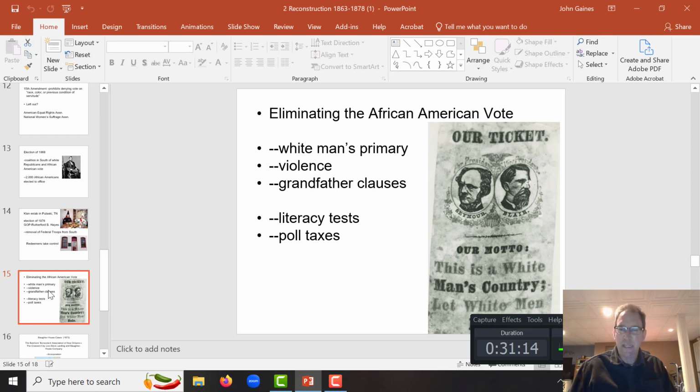Do get them down. This loves to show up as a multiple choice question. It's one of those questions: Southern whites do all of the following to eliminate the African American vote, except... And we'll actually have some court cases later that undo a lot of these, thankfully. So, one of them is something called the white man's primary.